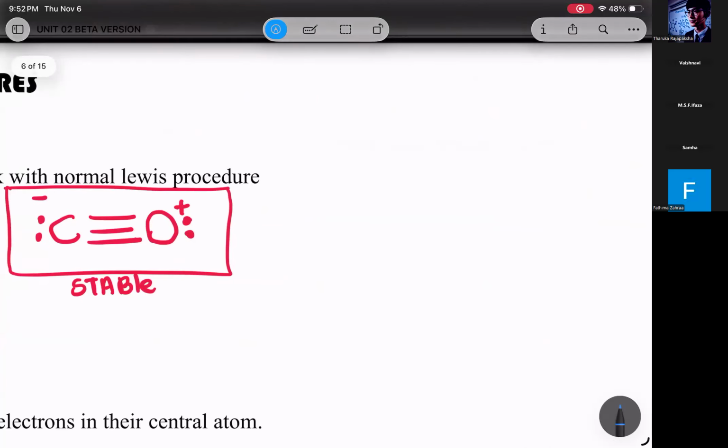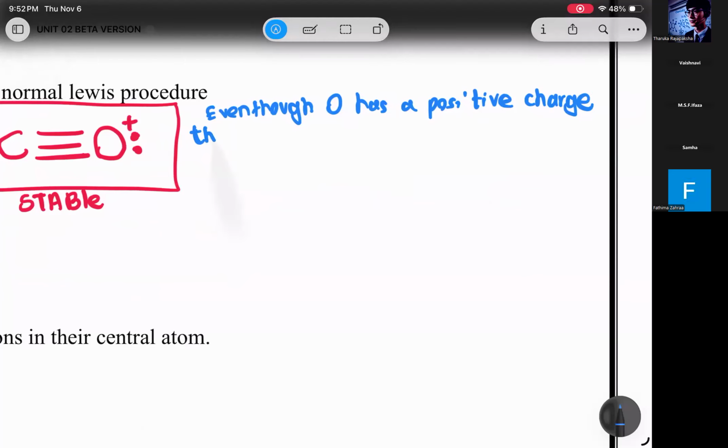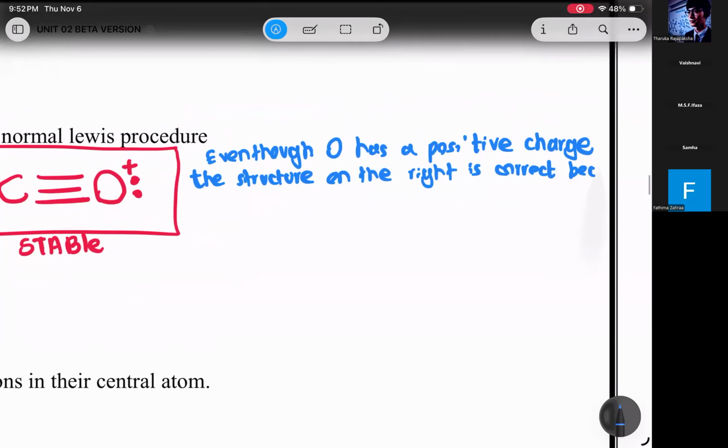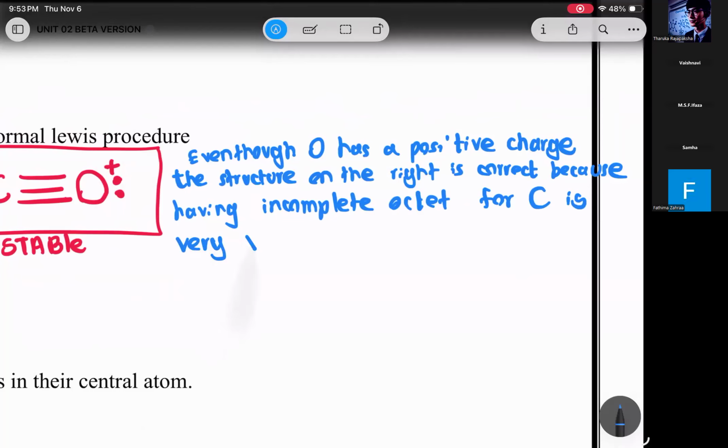මේ පැත්තේ එහා පැත්ත ලියා ගන්න. Even though oxygen has a positive charge, the structure on the right is correct because having an incomplete octet for carbon is very unstable. Put only one very. I just want to explain you the fact.